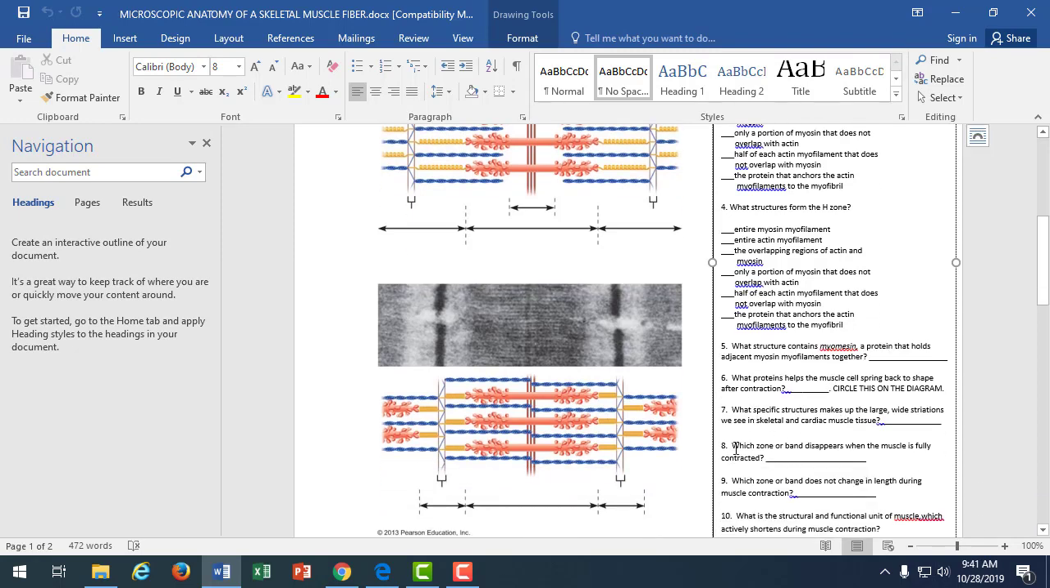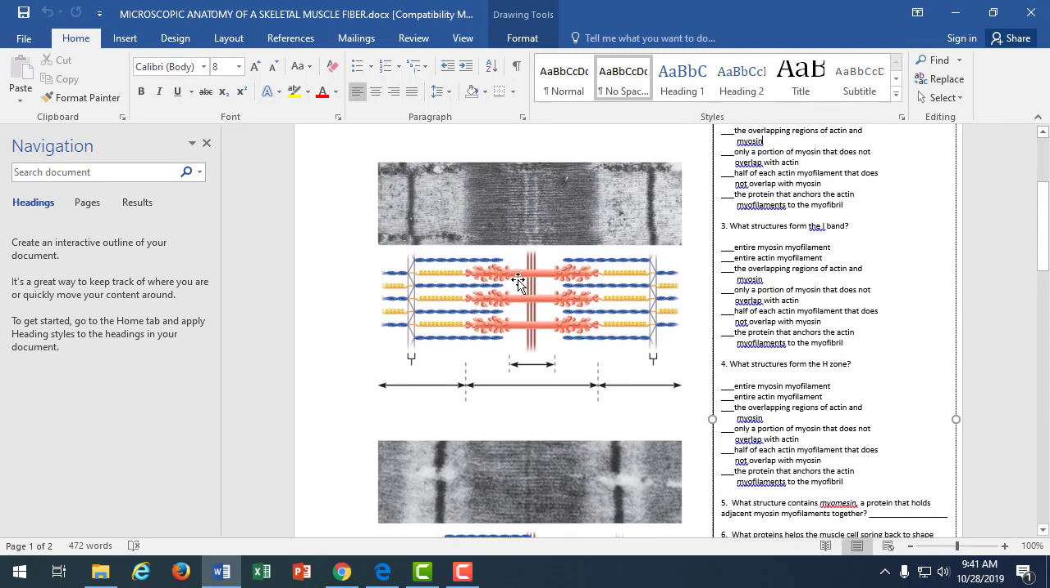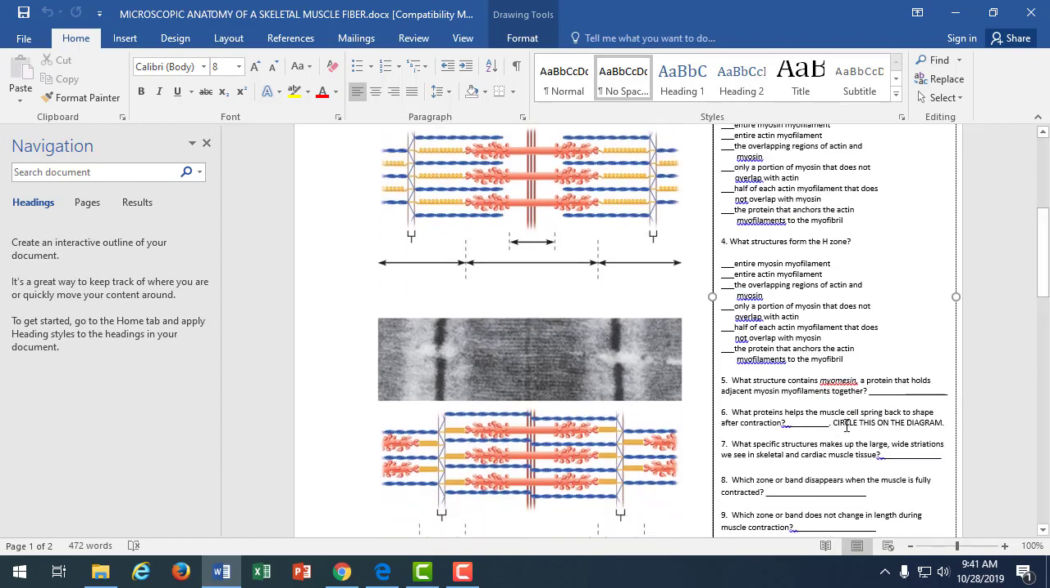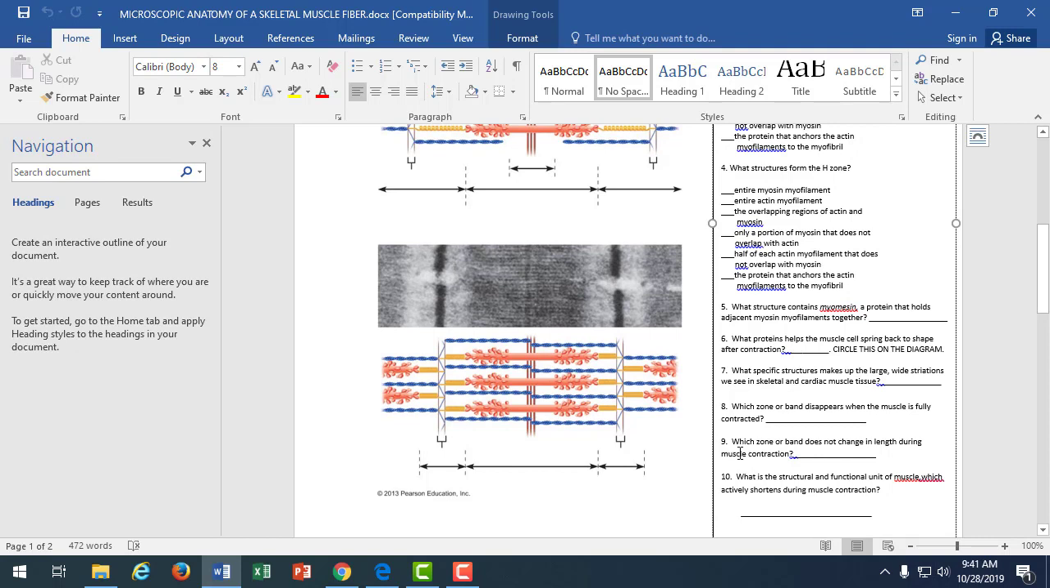Okay, next question is, which zone or band disappears when the muscle is fully contracted? Right, the H zone. Which zone or band does not change in length during muscle contraction? Yeah, the A band stays the same, doesn't it, if I look here? What is the structural and functional unit of muscle which actively shortens during muscle contraction? Sarcomere, very good, sarcomere.